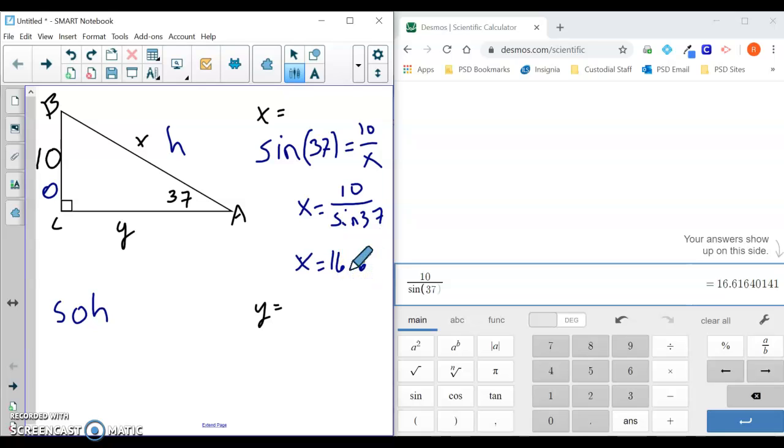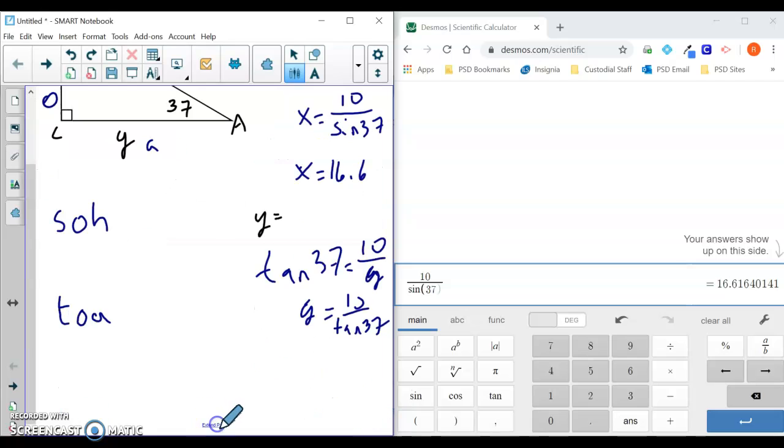And so we can go ahead and set up y as well. y is left with the adjacent side. If I have the opposite and adjacent, I know that tangent is the opposite over the adjacent. So to find my y, I'm going to use the tangent of that same angle of 37, and I'm going to say 10 over y. Y is on the bottom, so I can say y equals 10 divided by the tangent of 37.